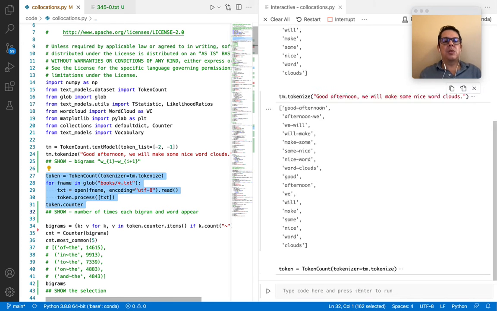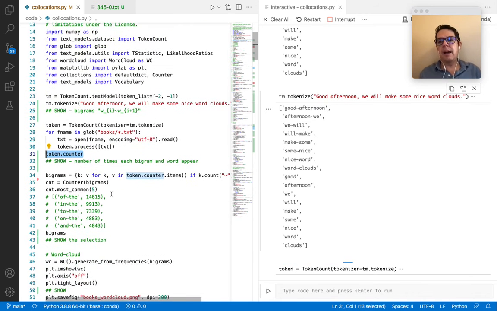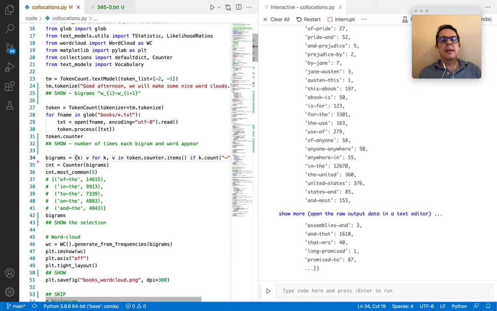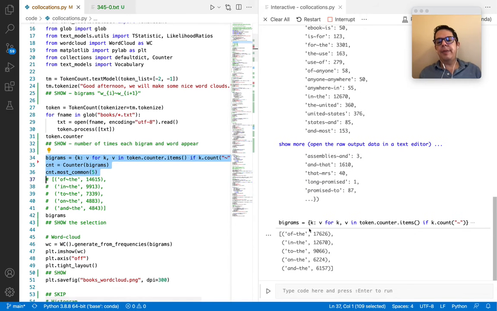I'm going to do that and show you in this variable, token counter. What we have is a counter instance that contains bigrams, words, and the number of times they appear. Just in a few minutes we are going to see. So as I told you, this counter contains the words and bigrams. At this point we are interested only in the bigrams. So if we go through the keys and find the symbol, it means that it is a bigram. So we can do that, and just to have an idea, see which of the bigrams are the most frequent.